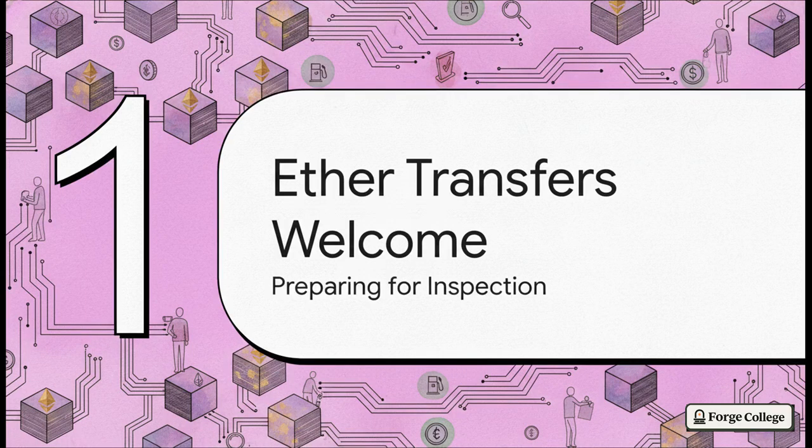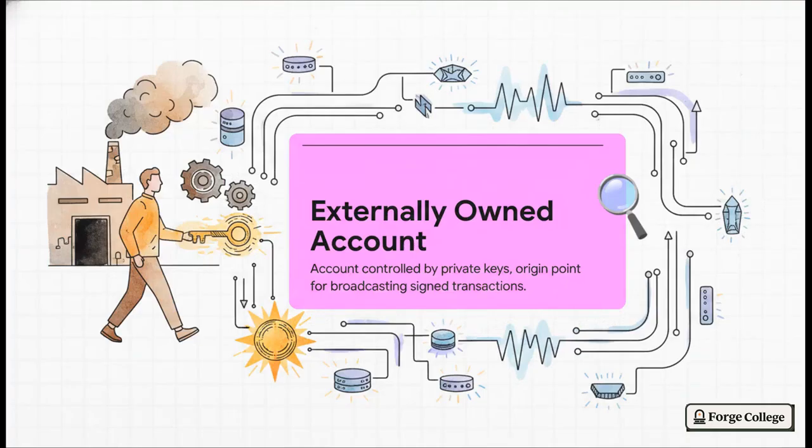Section 1. Welcome to Ether transfers, preparing for inspection. To really inspect these checkpoints, we got to know exactly what we're looking at. Every single journey here begins with an externally owned account, or EOA. It's basically the person walking onto our factory floor to start the assembly line. Controlled by your private keys, it's the absolute origin point, the initial spark that broadcasts a raw, signed transaction out to all the network peers.